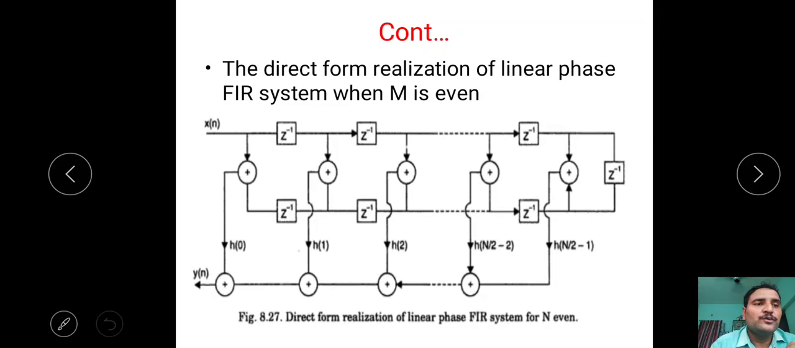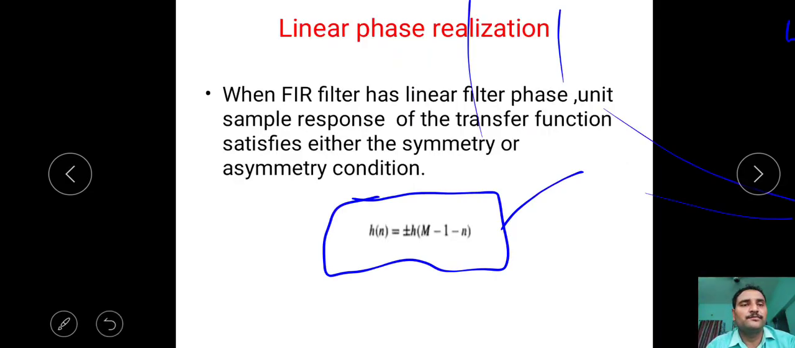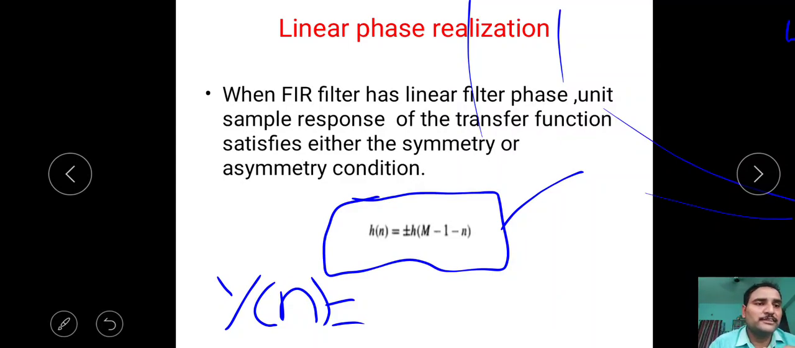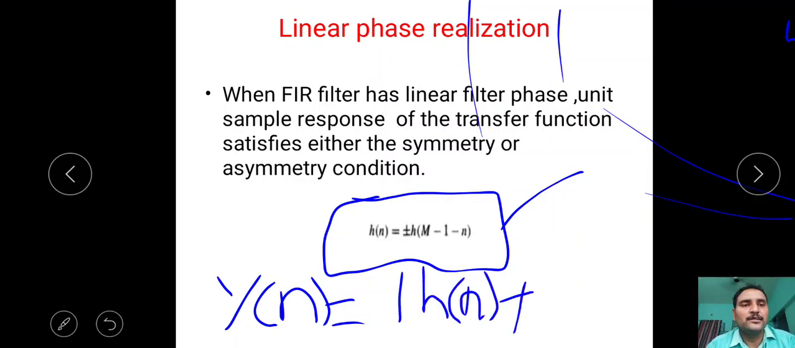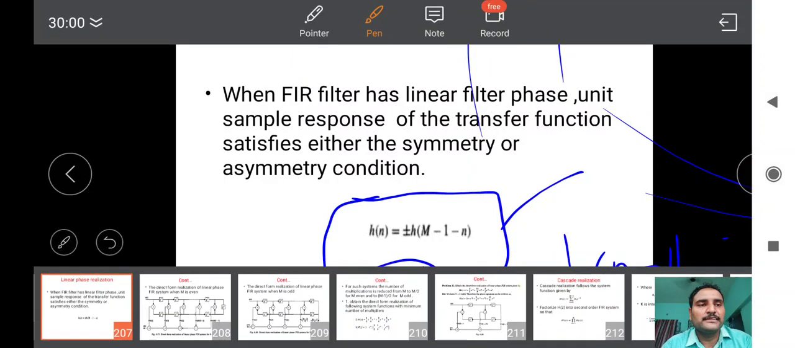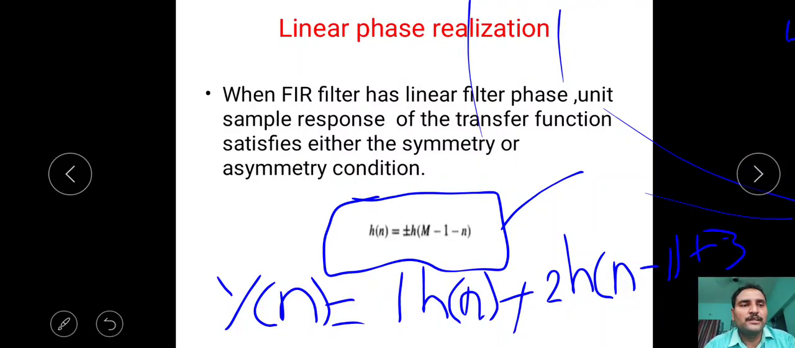The concept is, in these systems, the impulse coefficients are equal at symmetric positions within the structure. That means, let's see one example. Take the equation y of n equals x of 0 into h of n, plus 1 into h of n minus 1, plus 2 into h of n minus 2... Not 3, 1. Again 1 into h of n minus 2, like this.